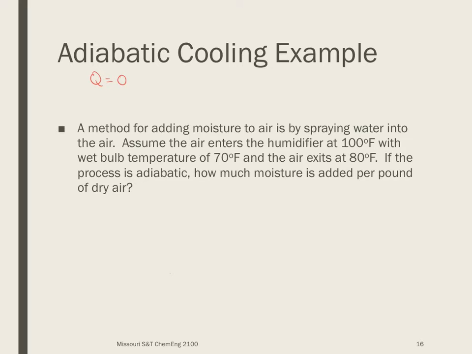So again, we're going to start with the dry bulb temperature of 100 degrees Fahrenheit, a wet bulb temperature of 70 degrees Fahrenheit, and we're going to have a final temperature of 80 degrees Fahrenheit. We're going to be adding water, but the process is adiabatic. So how will we solve this problem? Let's go to our psychrometric chart and see.